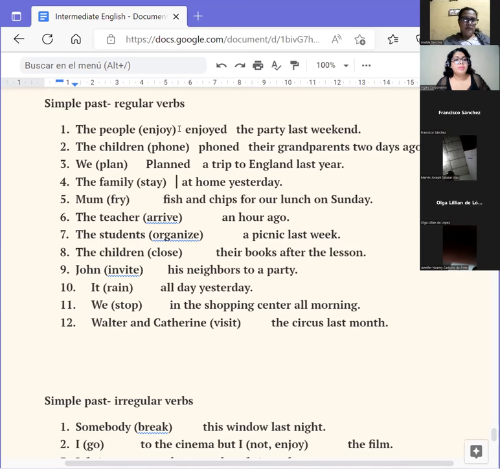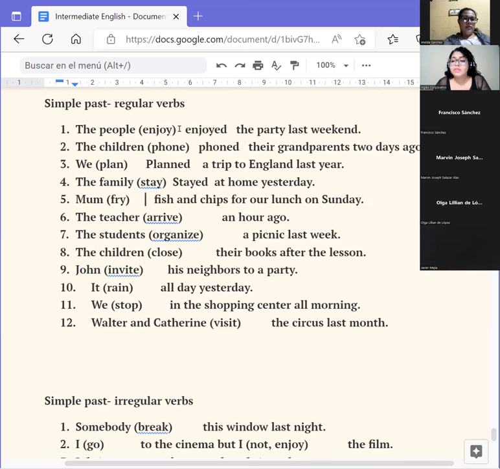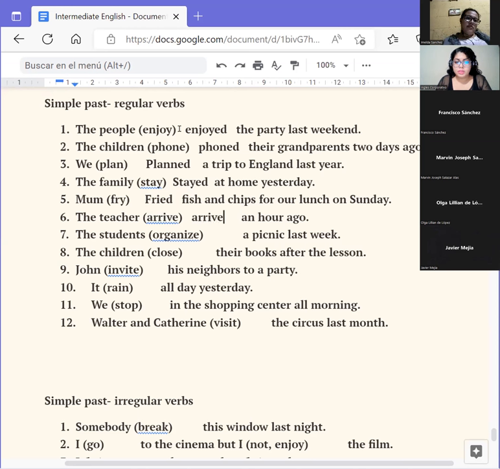Okay. The family stay at home yesterday. Stay in past? Stayed. Good. Then, mom fry fish and chips for our lunch on Sunday. Fry in past? Fried. Good, amazing. The teacher arrive an hour ago. Arrived in past? Arrived. Right. Good, nice.